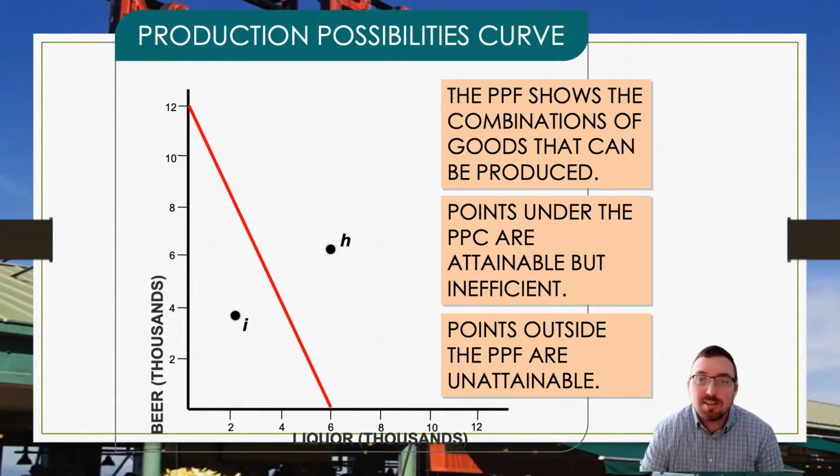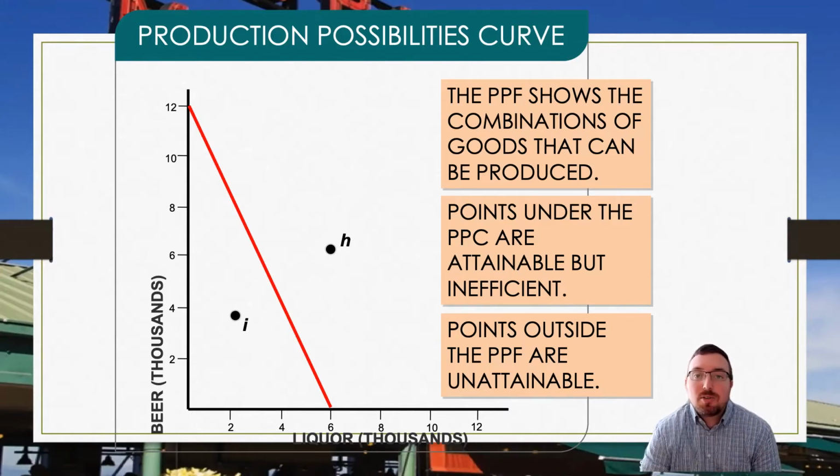Why is point H unattainable? Well, go back to the assumptions that we talked about just a few minutes ago. At point H, there's not enough resources to produce, let's say here, 6,000 bottles of beer and 6,000 bottles of liquor. There's not enough resources to do it. Okay, there's not either enough labor or enough capital or enough space to produce that combination of the amount of bottles of beer and liquor.